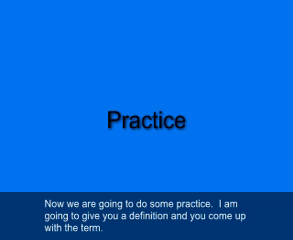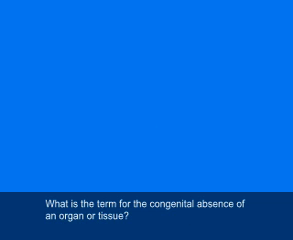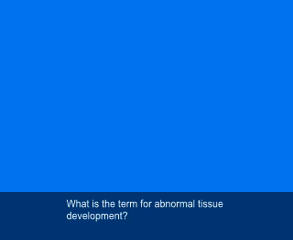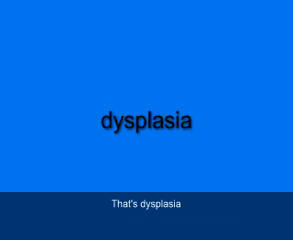Okay, now we're going to do some practice. I'm going to give you a definition, and you come up with the term. What is the term for the congenital absence of an organ or tissue? That's aplasia. What is the term for abnormal tissue development? That's dysplasia.